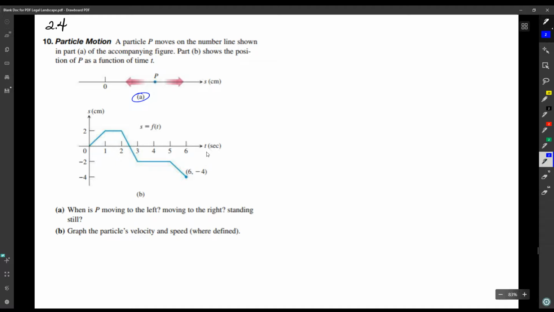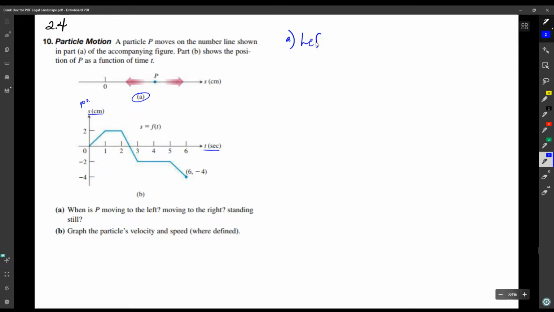So let's make sure we understand here that on the x-axis we have t, time in seconds, and on the y-axis we have the position in centimeters along this number line. So let's get to the questions. Part A. When is P moving to the left? When is it moving to the right? When is it standing still?